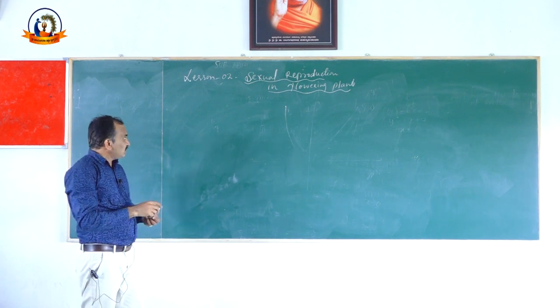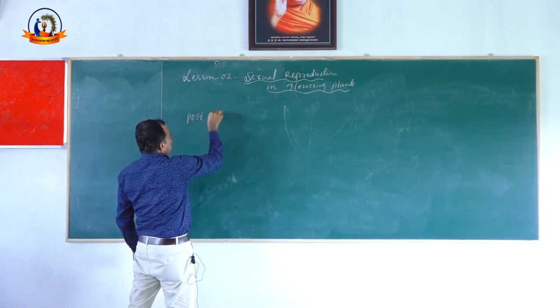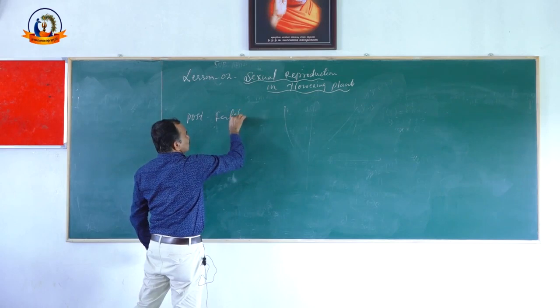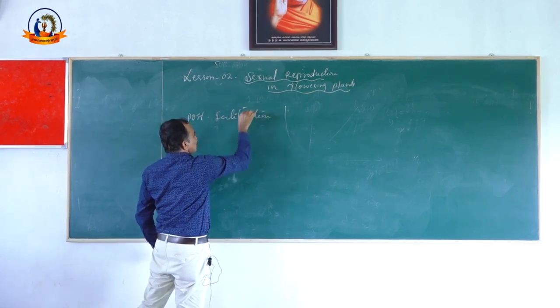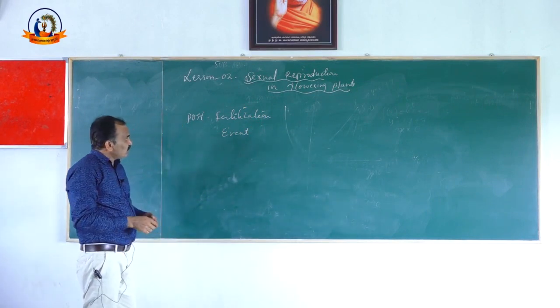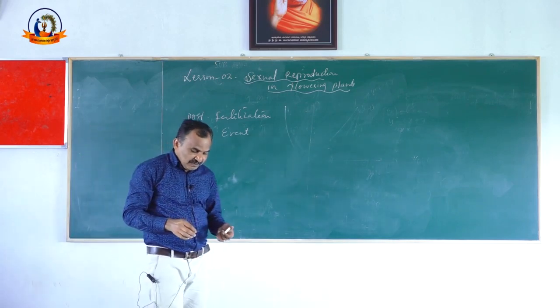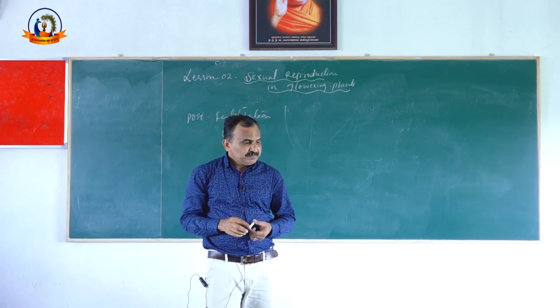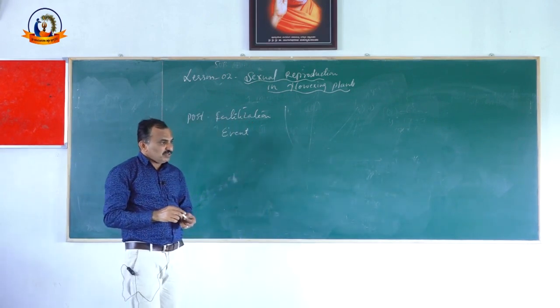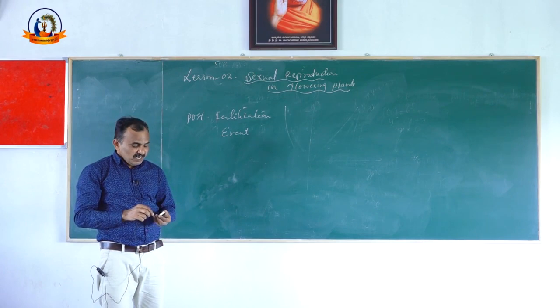Students, yesterday I learnt about post-fertilization events. There are four post-fertilization events. The first is formation of endosperm from PEN. Second is the formation of embryo from zygote. Third is formation of a seed from ovule, and the fourth is formation of fruit from ovary.